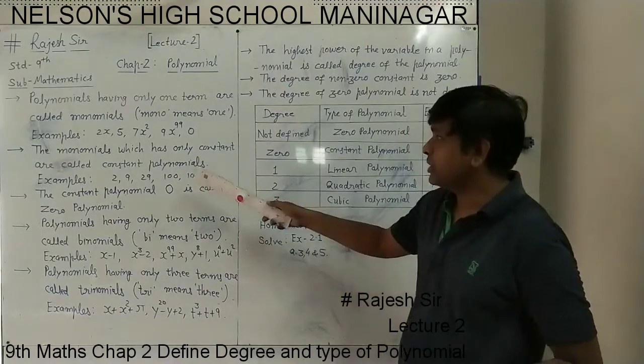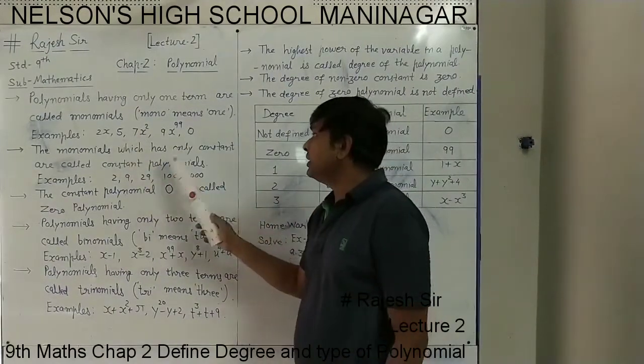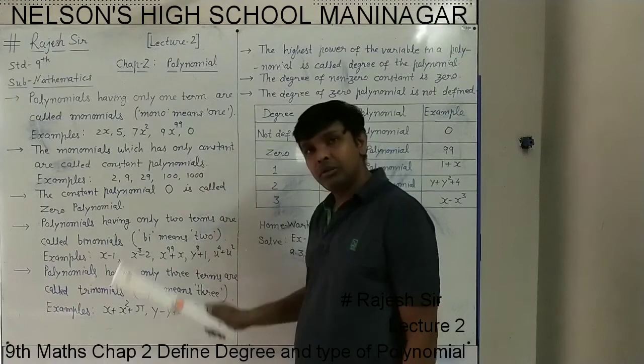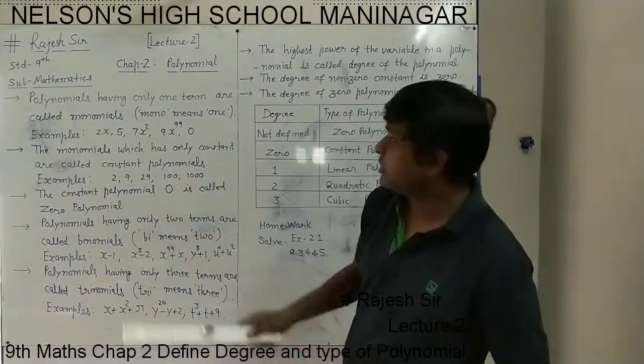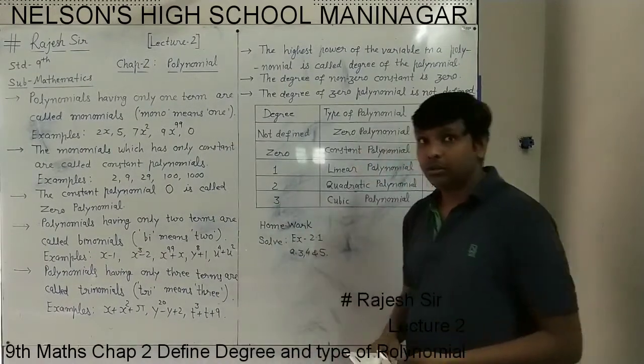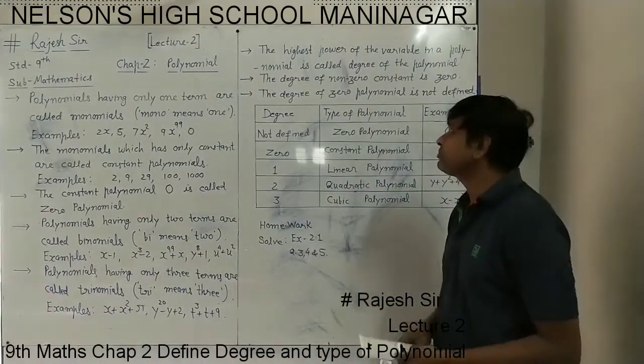In monomial especially, if it has only a constant, that is called a constant polynomial. In constant polynomial, if you have 0, then you say zero polynomial. These things we have to note down and you have to learn, you have to understand.